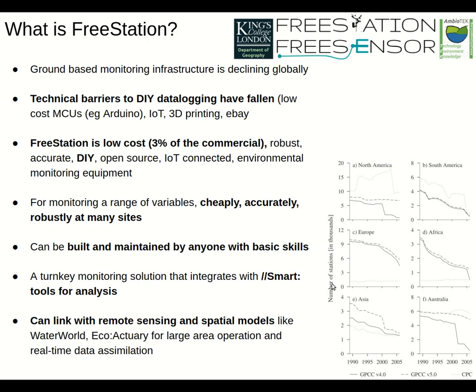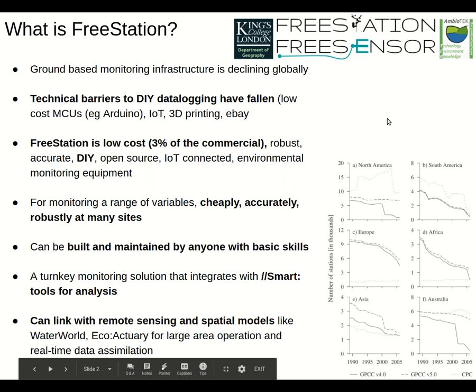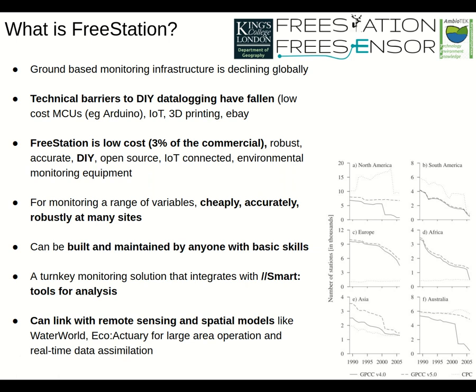We know that ground-based monitoring infrastructure has been declining globally over the last decades, as we see in this diagram here of numbers of weather stations. And this is because of the cost of these in terms of maintenance, but also the fact that some of these data are being replaced by remote sensing data. And at the same time, we really do need these kinds of data more and more, and so it's unfortunate that this infrastructure is declining around the world.